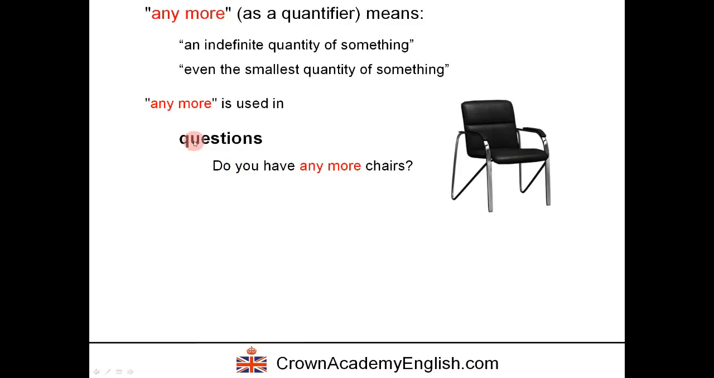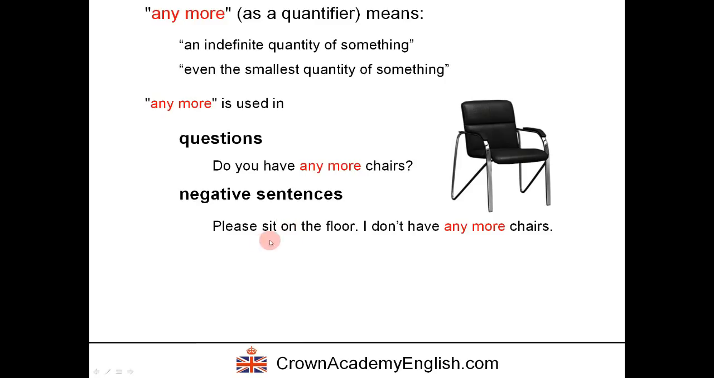Okay, so we use it in questions and in negative sentences. These are the only two types of sentence that we use anymore in as a determiner. So an example of a negative sentence: please sit on the floor. I don't have any more chairs. So here we can see the negative. So any more goes before the noun phrase. This means I don't have any extra chairs. I don't even have one.